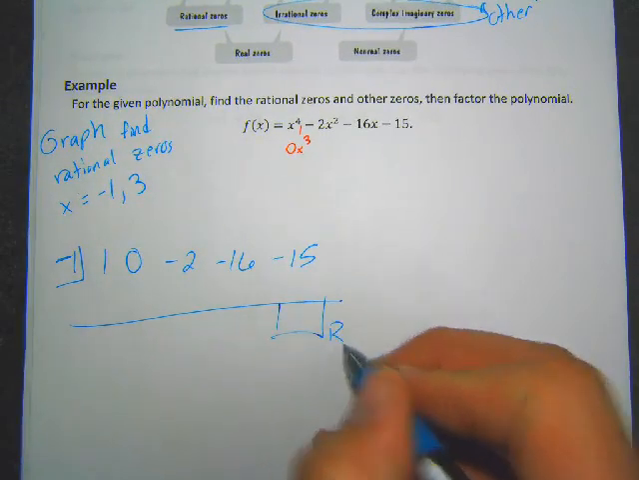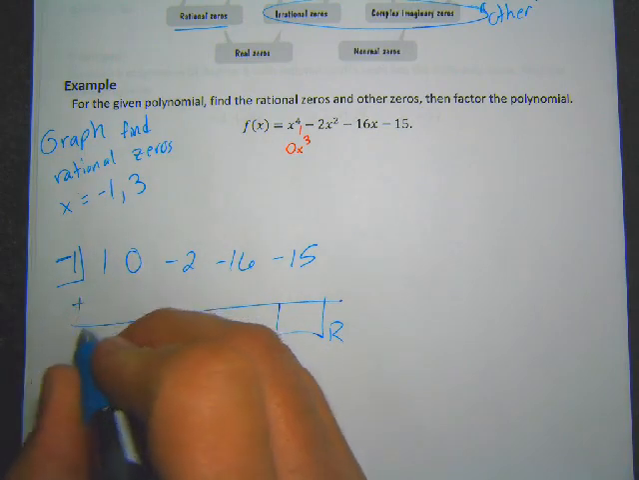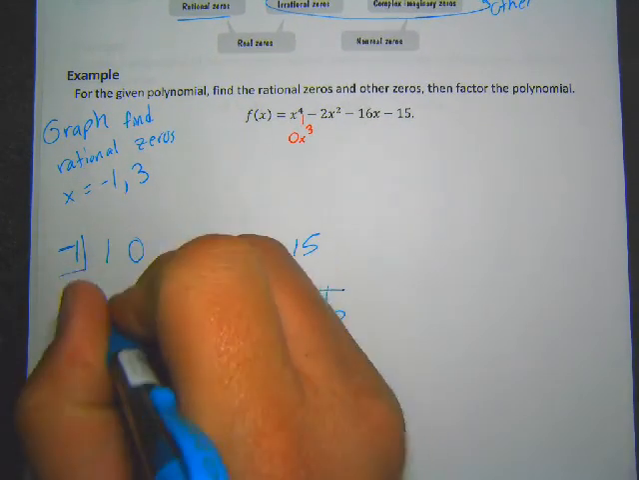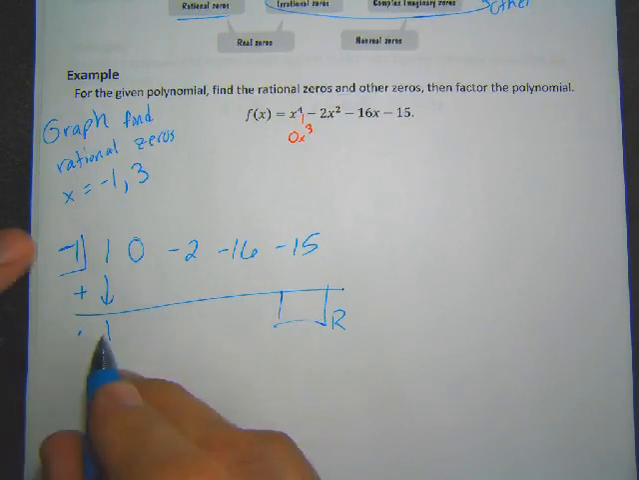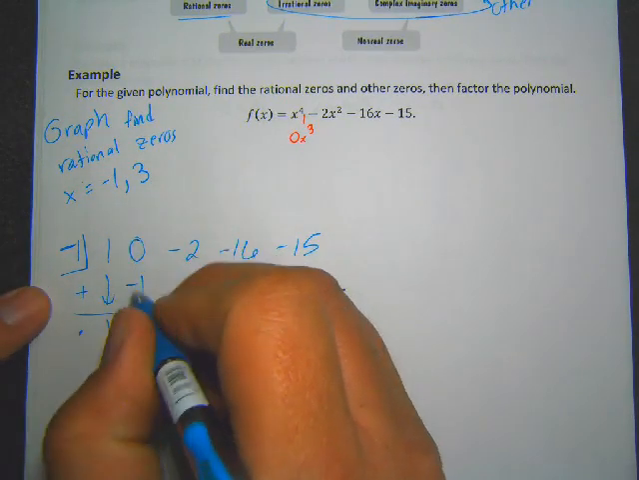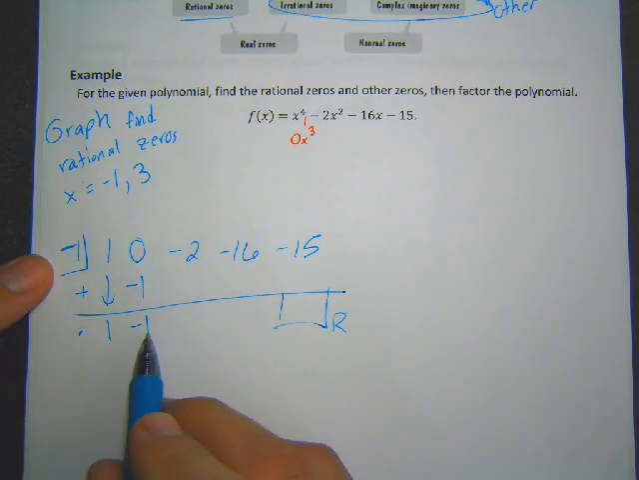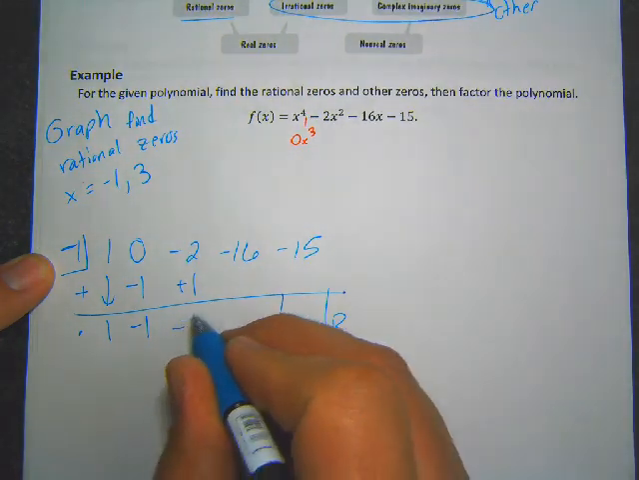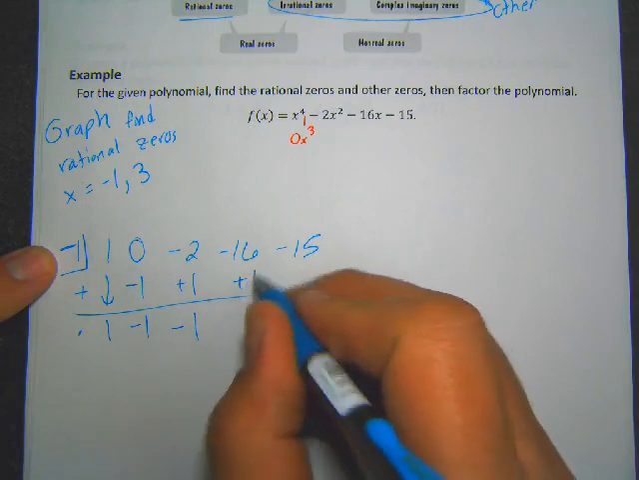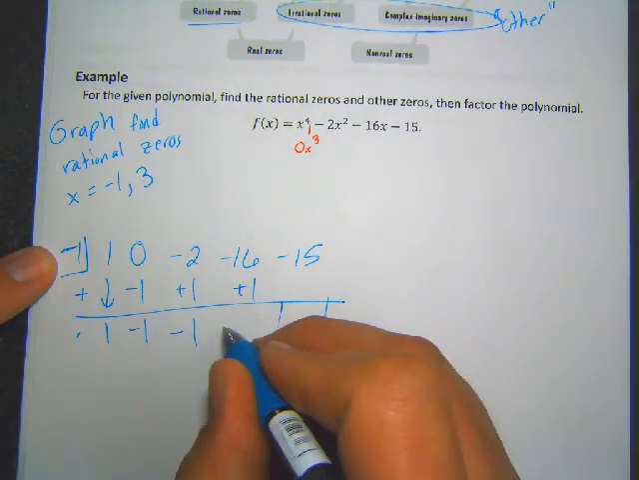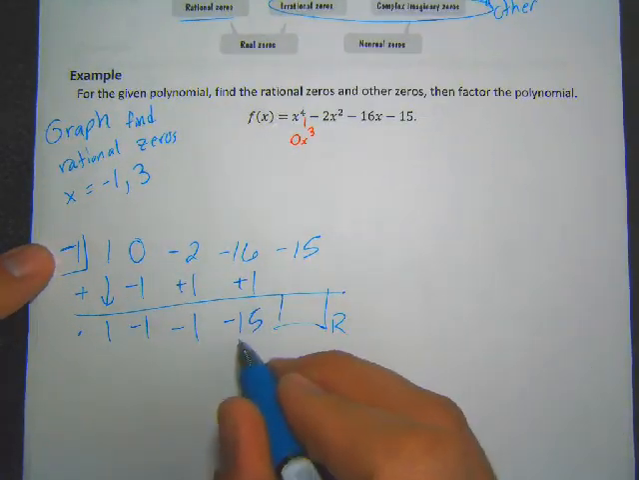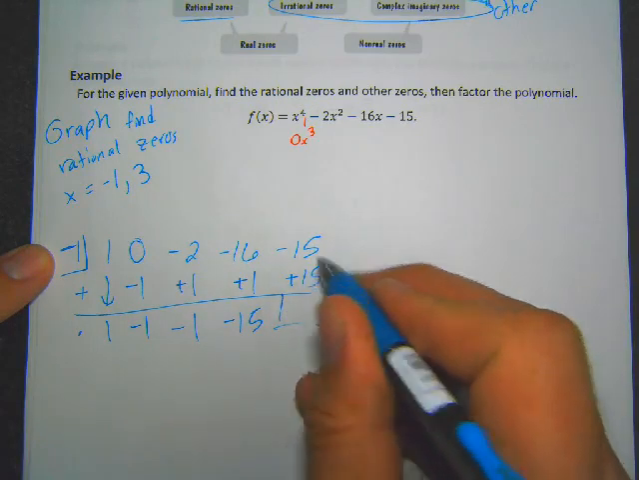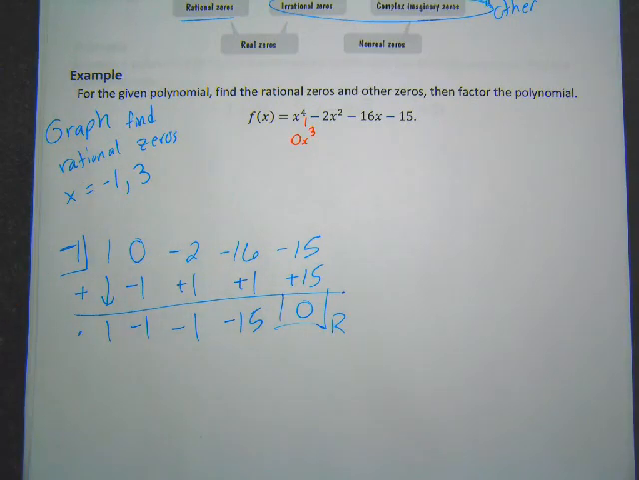Now I can do my division, get my remainder, add and multiply. First number you always bring down, so bring down the 1. 1 times -1 is -1. 0 plus -1 is -1. -1 times -1 is +1. -2 plus 1 is -1. -1 times -1 is +1. -16 plus 1 is -15. -15 times -1 is +15. And add those and you get 0. Okay, so it did give us 0.